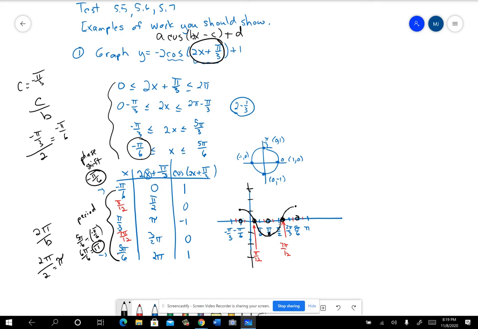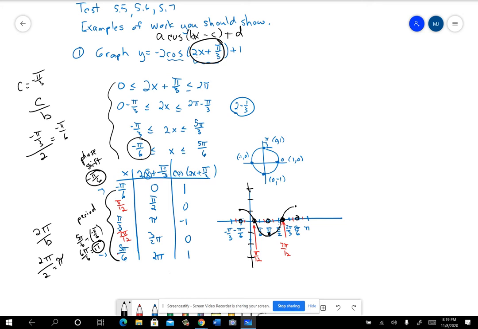The B and the C were inside with the X prior to applying the function. So B and C affect things in the horizontal direction. The 2 is being multiplied by the x, so that impacts things horizontally as a stretching or a shrinking because of the multiplication there. The pi over 3, that plus that you see, means that you're going to affect things horizontally, but it's going to be a shift left or right.